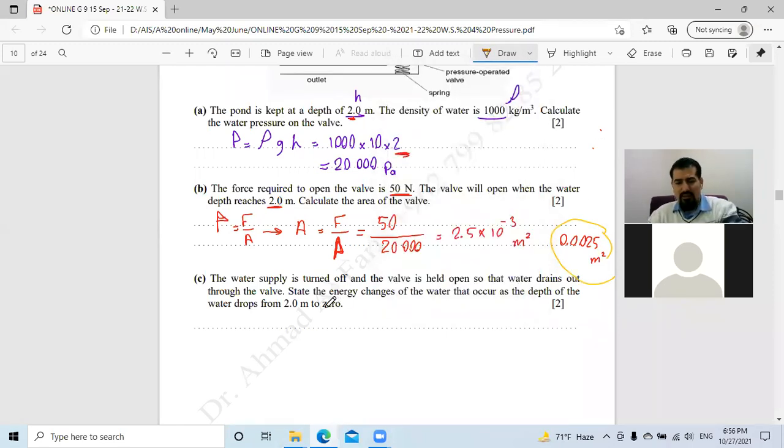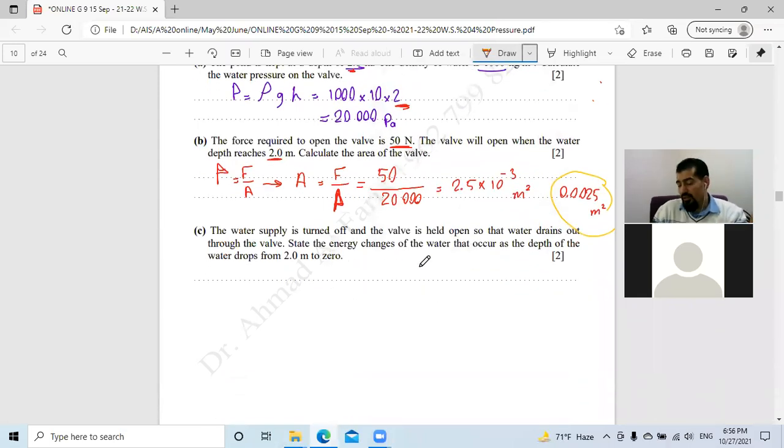Last part here. We didn't talk about energy yet. We are going to talk about it next week. The water supply is turned off and the valve is held open so that water drains out through the valve. State, that means you already know the answer. Okay, you love energy and the energy loves you also. State the energy change of the water that occurs when the depth of the water is dropped from 2 meter to 0 meter.